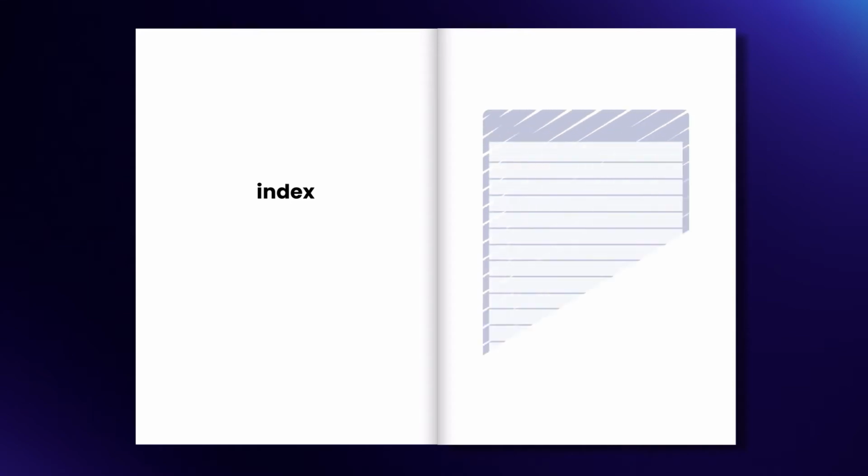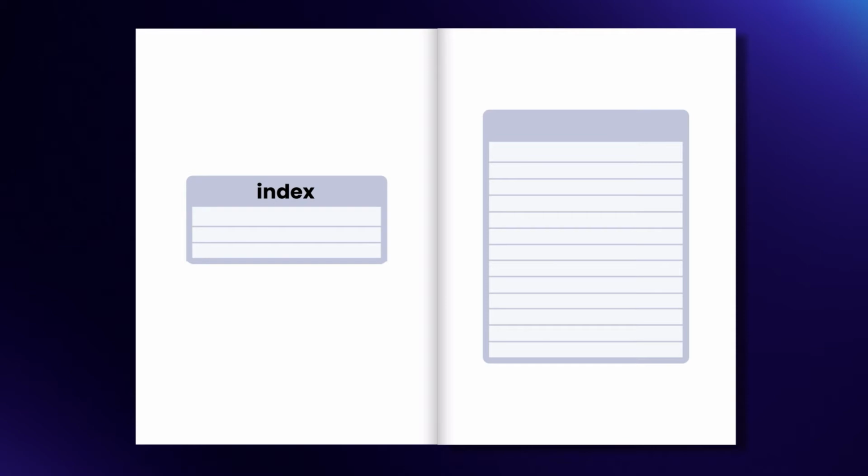Instead, books often provide an index. This is a list of terms and which pages they can be found on. Database indexes operate in a similar fashion. They map search terms in a column to the location in the database.